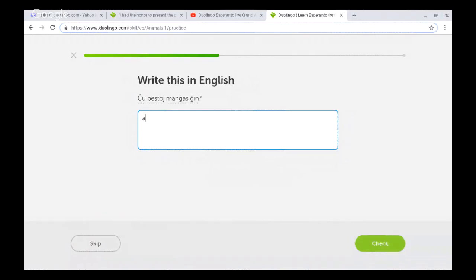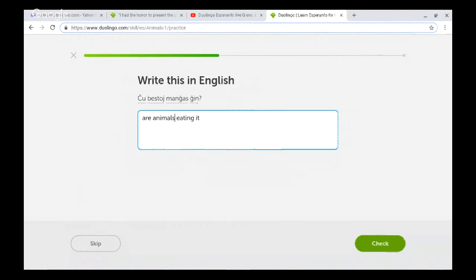Are animals eating it? A common question we get on this one is why does... it's tempting to think that ĉu means are and bestoj means animals. And manĝas means eating and ĝin means it. But in fact, manĝas means are eating. And ĉu just makes it a question, right? So we've come up with sentences, are animals eating it? And that would be bestoj manĝas ĝin. Bestoj manĝas ĝin means animals are eating it. And then we add ĉu, and that changes the order from animals are to are animals eating it.